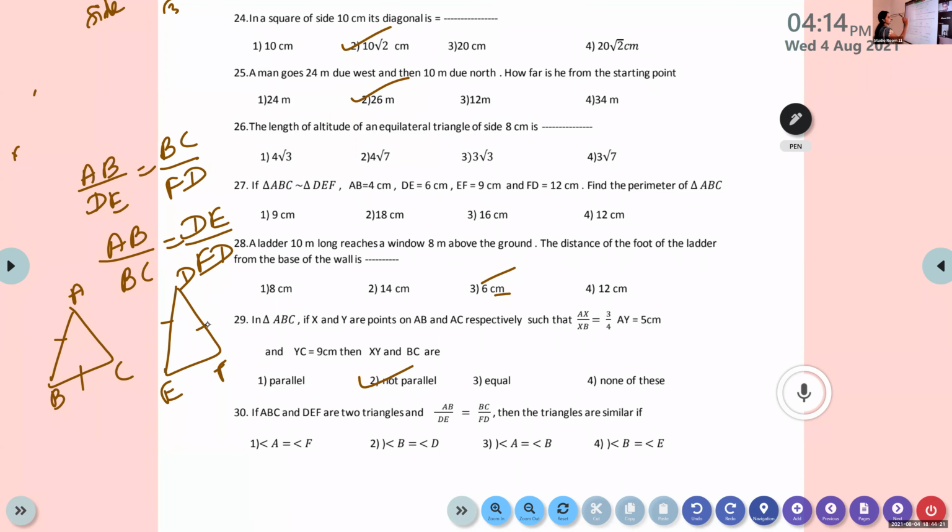So two sides are proportional, and we should get one included angle. So which is the included angle? Angle B is equal to angle D.